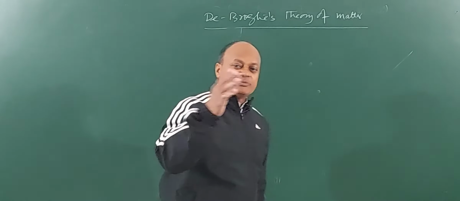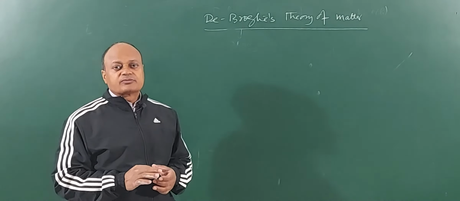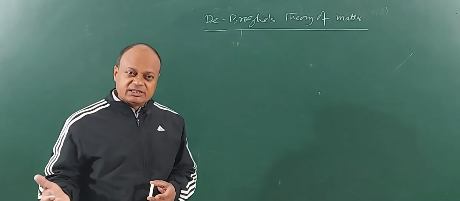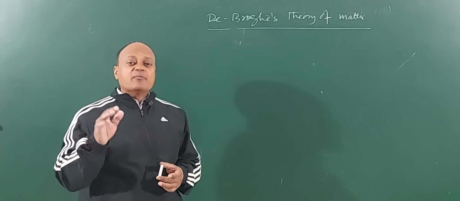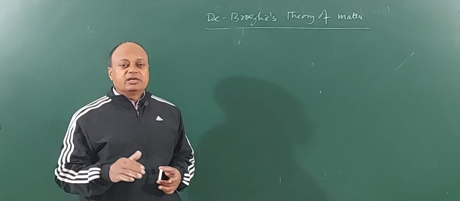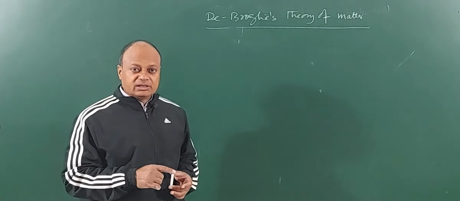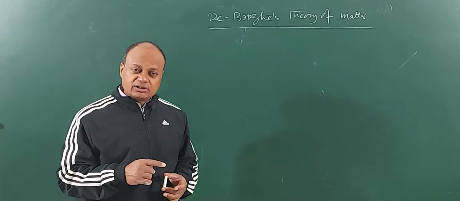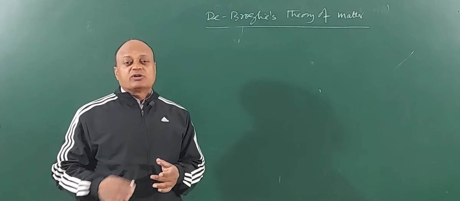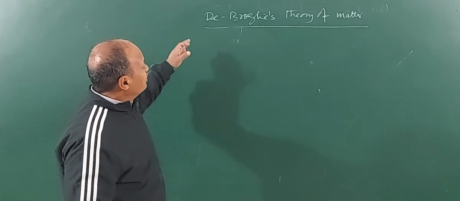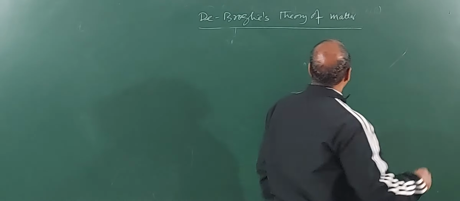So, if a particle in motion is behaving as a wave, it must have a wavelength, right? So, we will be seeing de Broglie's equation for wavelength. De Broglie said that wavelength is inversely proportional to the momentum of the particle, meaning the more the momentum, the lesser the wavelength. The lesser the momentum, the more the wavelength. And now the wave which is associated with the matter is actually called what? Matter wave. So, de Broglie's theory of matter waves.